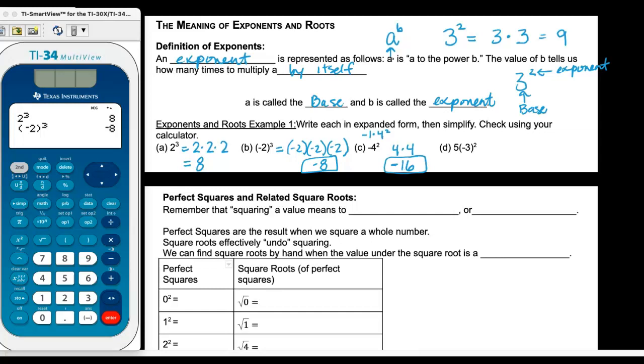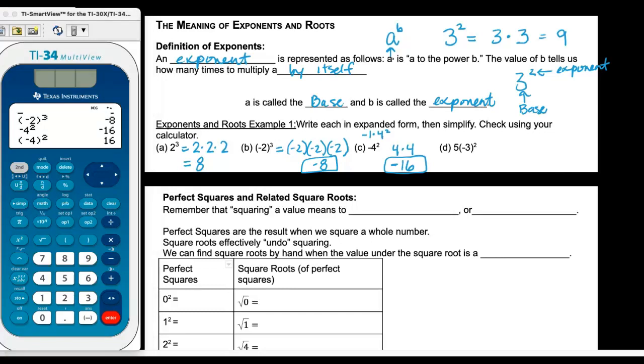And you can see if we punch that in the calculator like that, so -4 to the second power, we get -16. But notice if I put parentheses and put the negative inside the parentheses, then I get +16. So you have to really just pay attention to what the problem's asking you to do.